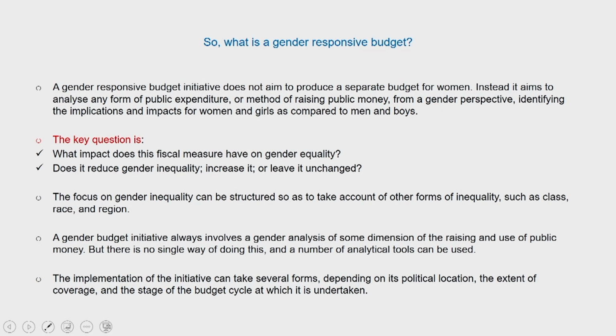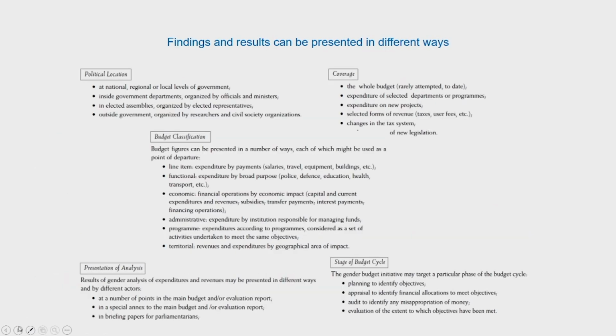Now, one of the ways in which a gender responsive budget can make a difference is how we present the findings and results of a gender analysis of the budget. One of the ways in which the findings can be presented is as shown on your slide here. We need to focus on the political location, the coverage, the budget classification, the presentation of analysis, and the stage of the budget cycle.